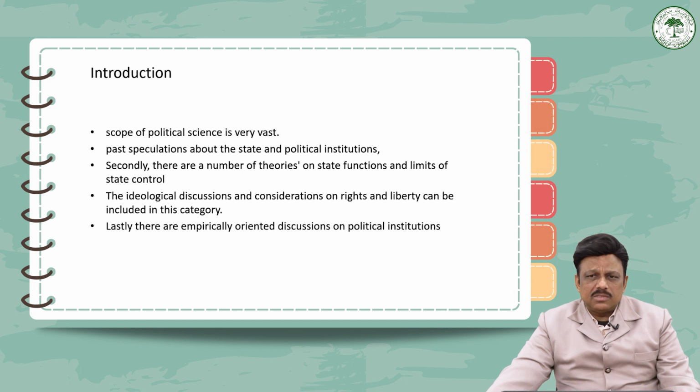Some of the subjects within it are handed down from past speculations about the state and political institutions. In spite of the growth of the discipline, these have not been excluded from it. In this category could be put many of the old theories of state origin. Secondly, there are a number of theories on state functions and limitations of state control, which are in the nature of philosophy by particular individuals and groups, and ideological discussions and considerations on rights and liberty can be included in this category. Lastly, there are empirically oriented discussions on political institutions and organizations, such as those on the forms and organs of government, modes of representation, international institutions, and so on.